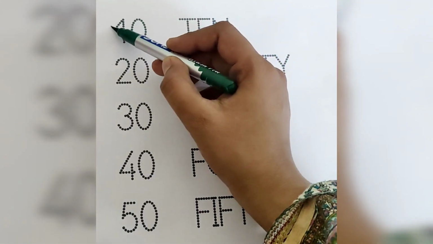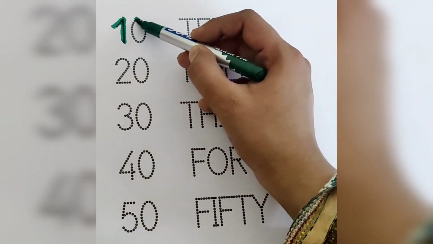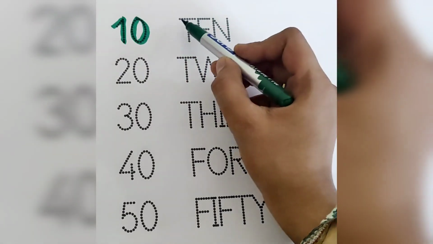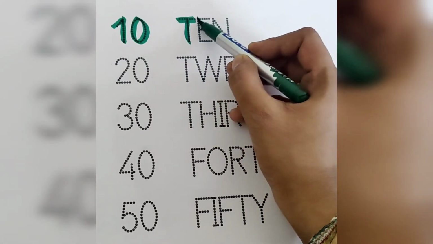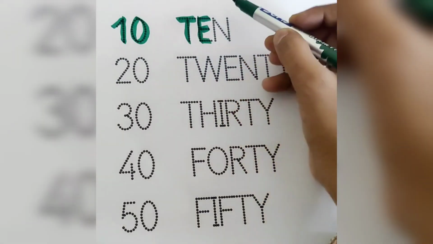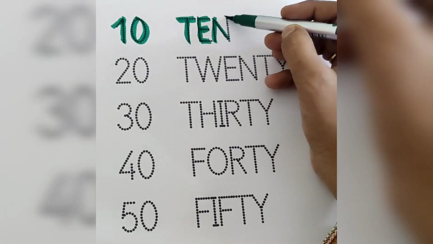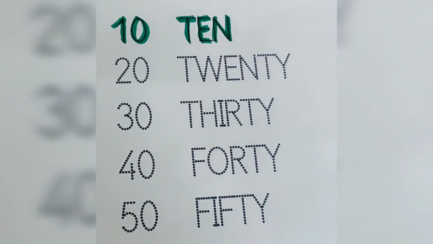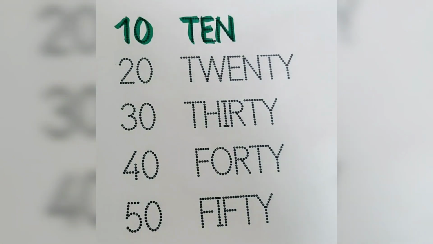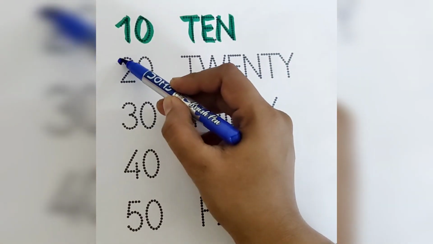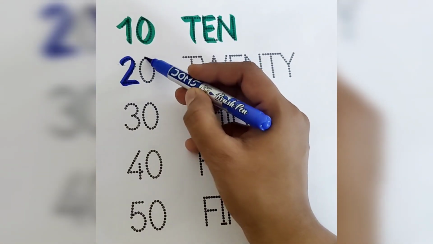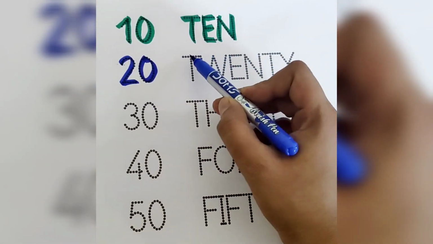This is number 10. Number 10. And its spelling is T E N. 10. Number 10. Then comes number 20. 2 0 20.